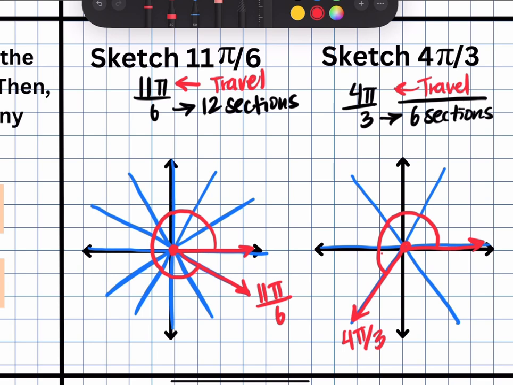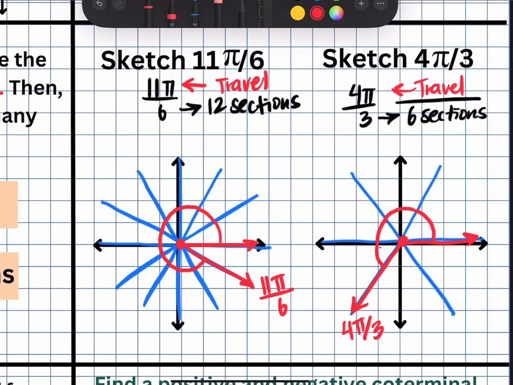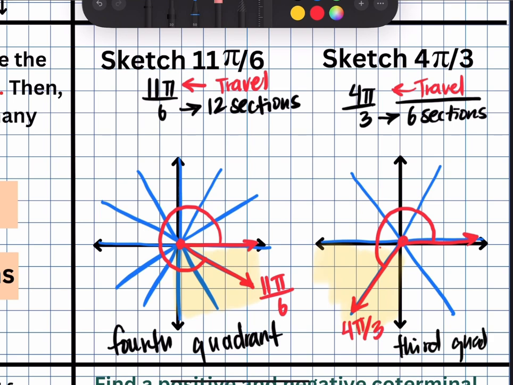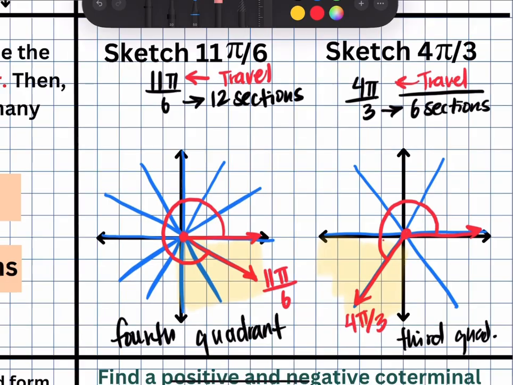Okay. And similarly, if I wanted to figure out what quadrant these are in, I could see that this is a 4th quadrant angle, 4th quadrant, and this one here would be a 3rd quadrant angle.